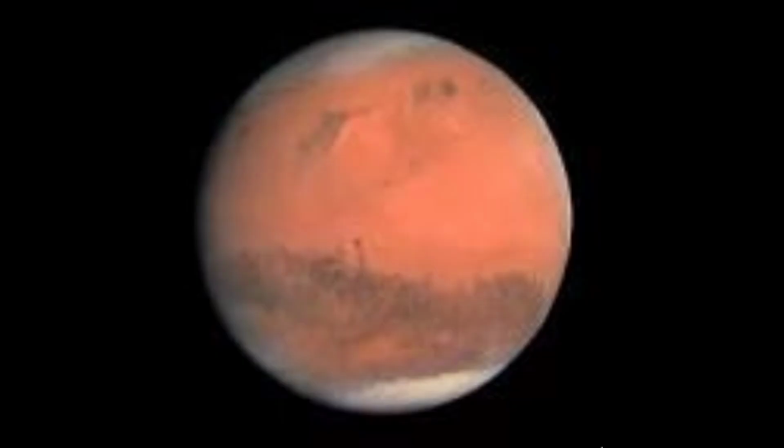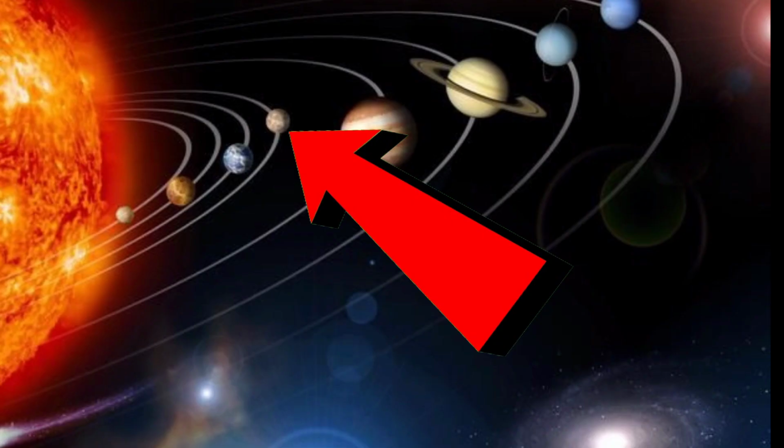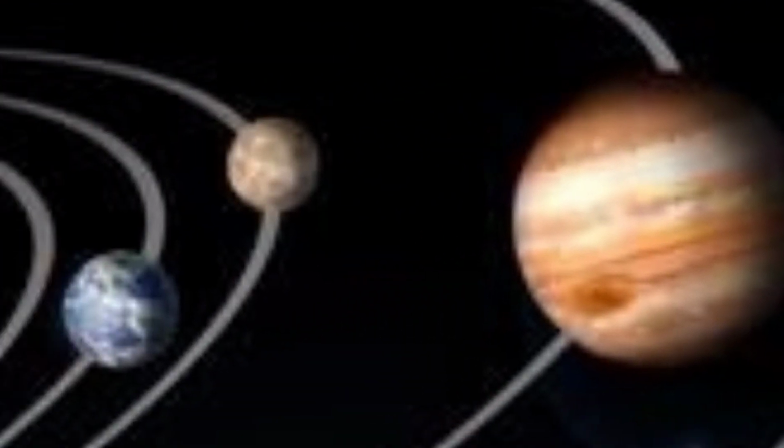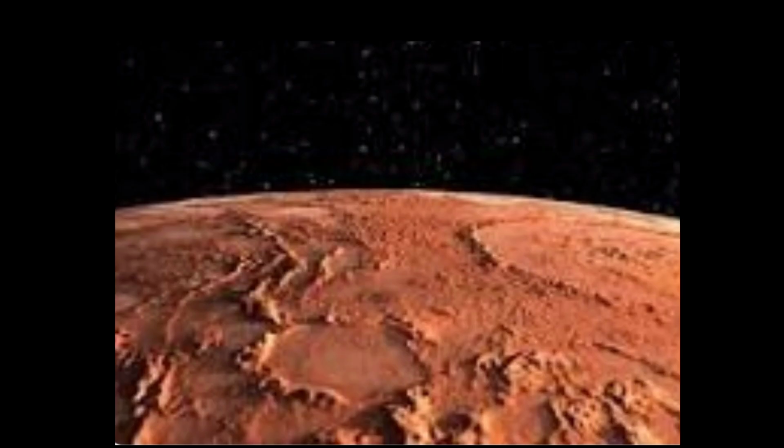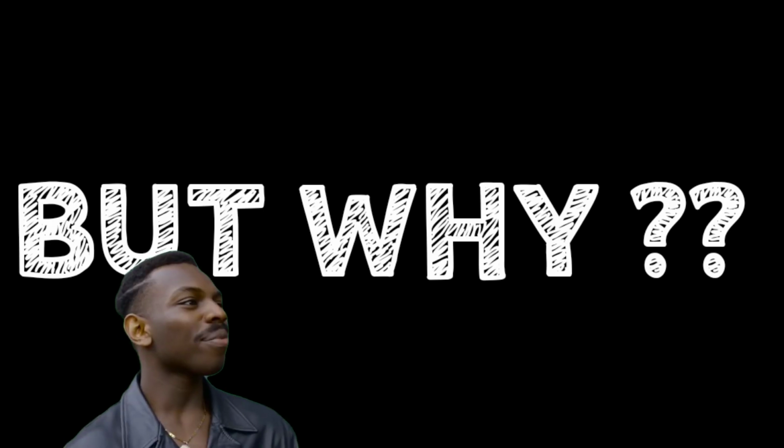Mars is very similar to the Earth. Mars is the fourth planet from the Sun, and Mars is the second smallest planet in the solar system. Mars is named after the Roman god of war. Mars is also called the red planet. But why is Mars called the red planet?